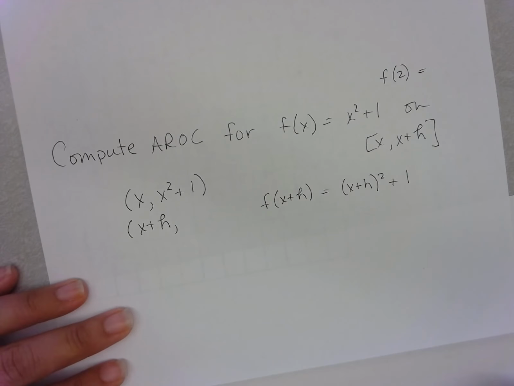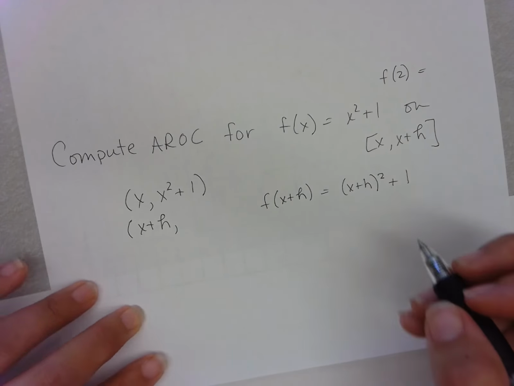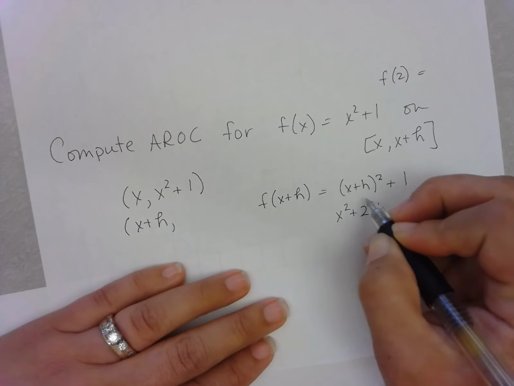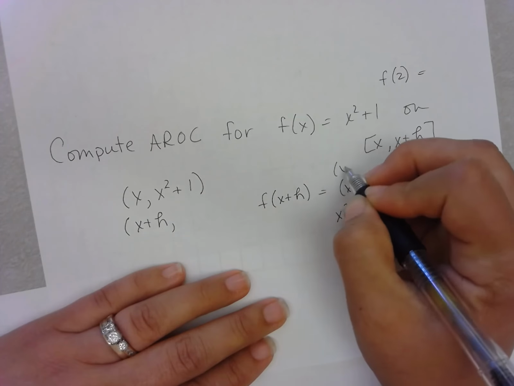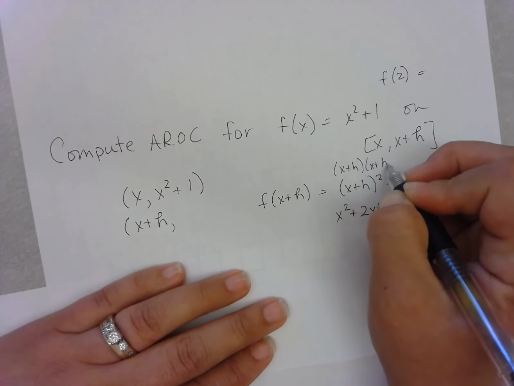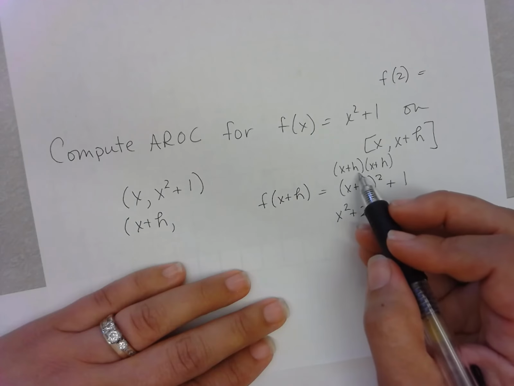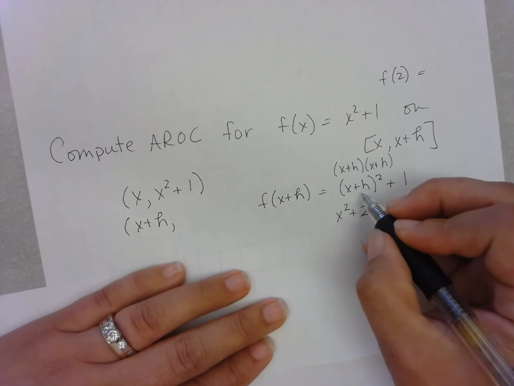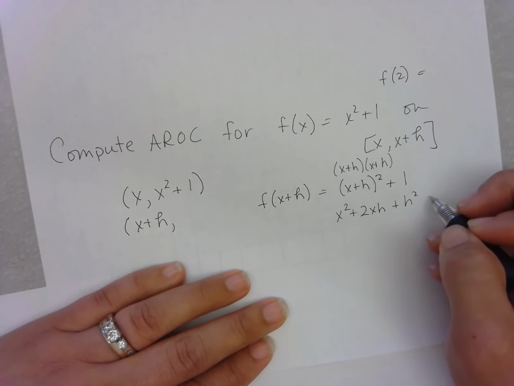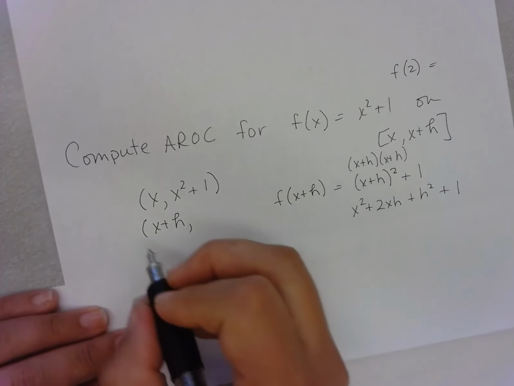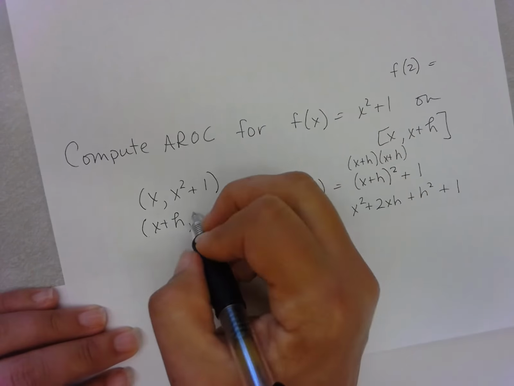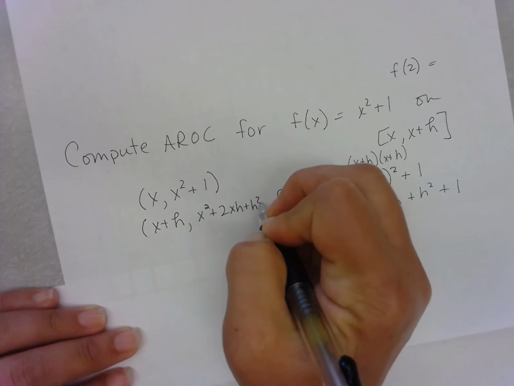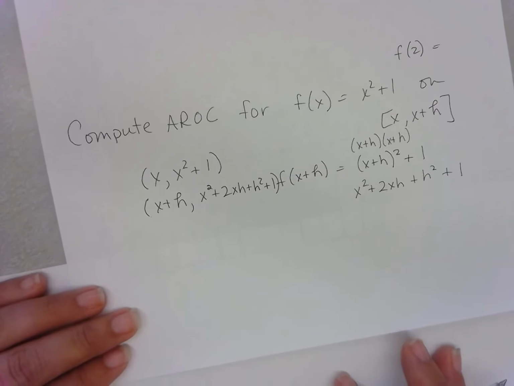Now I'm going to simplify this for myself. That'll help in the next step. So I'm going to expand this, and I get x squared plus 2xh, remembering that there's a middle term here, so it's really like x plus h times x plus h. So I get the x squared here, and then I get an xh here and an xh here, so that gives me 2 of them, and then plus h squared, and then of course the plus 1. So then I have x plus h, and this is as simplified as I can get it: x squared plus 2xh plus h squared plus 1. So these are my 2 ordered pairs.